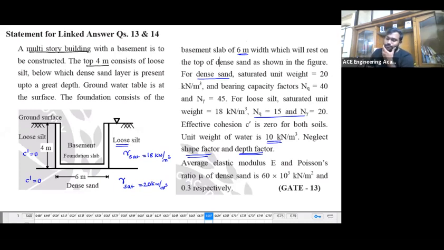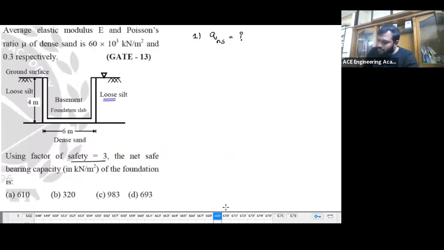Now if you see, did I mention anything regarding the size of the footing? No, I just represent the width. As I did not mention anything, I have to assume it as a strip footing. They did not mention it as a square or circular or anything. So as per Terzaghi, I have to take it as a strip footing only. So first thing first, the question is, what is the net safe bearing capacity?